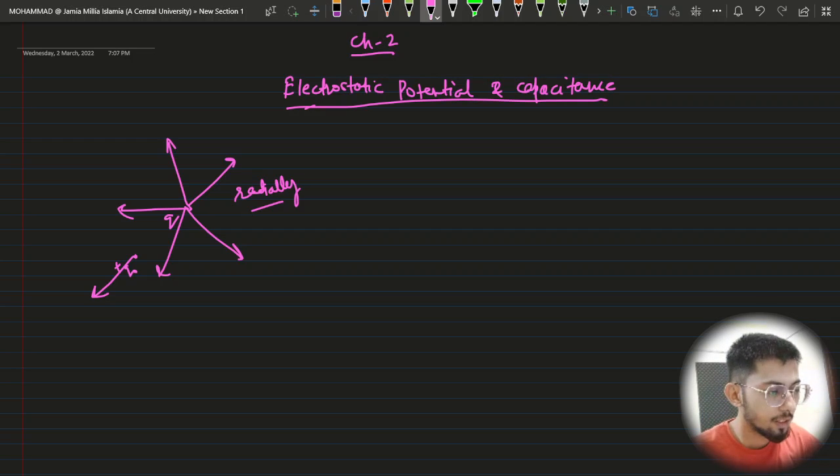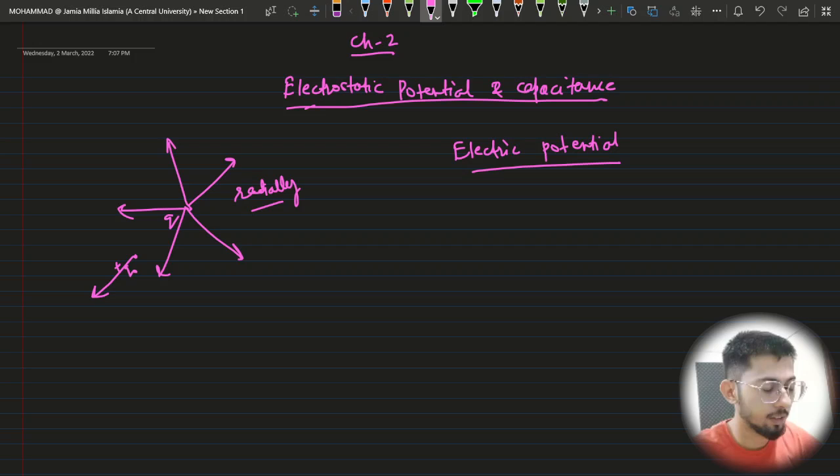So there is another way to define electric field. That is by using electric potential. Electric field is a vector quantity, we already know, but electric potential, in contrast, is a scalar quantity. It is not a vector. Now let us see what is electric potential. So for that, let us see first what is a potential difference.